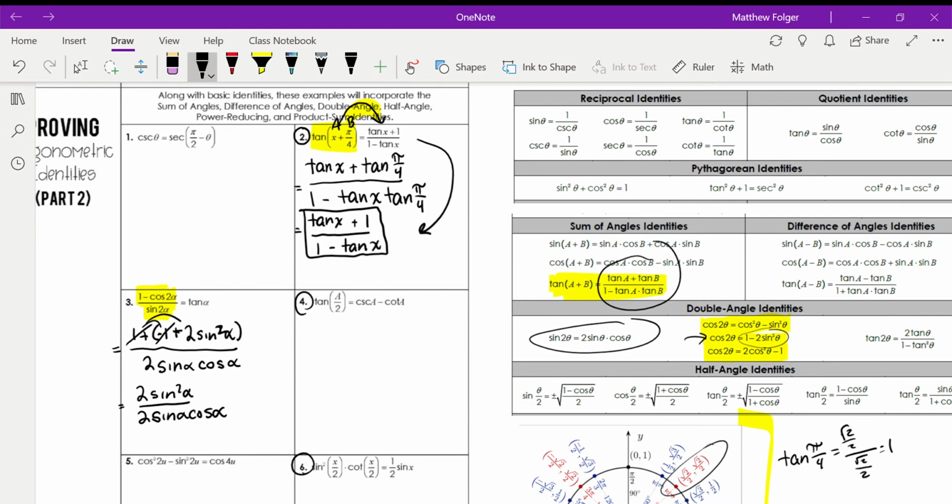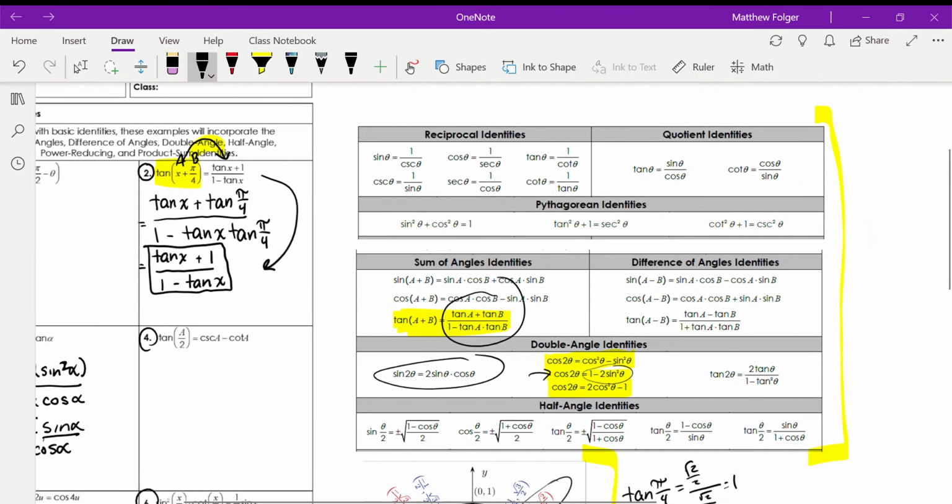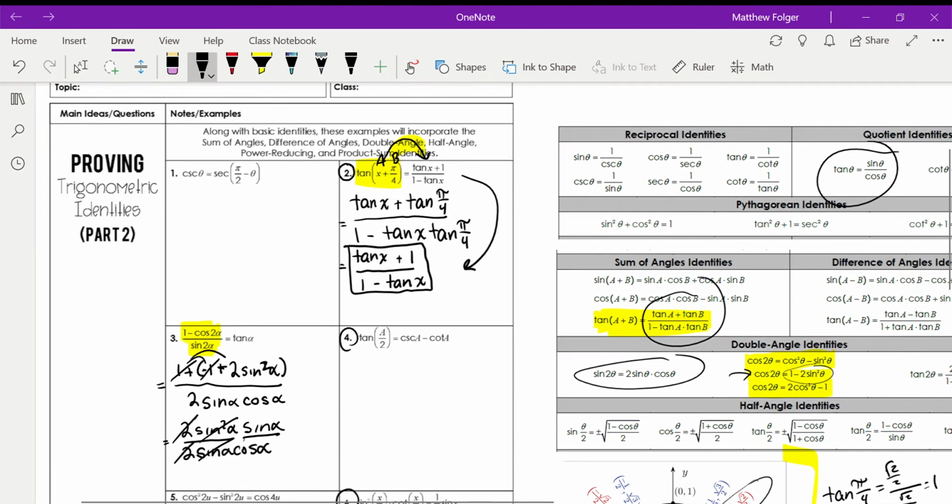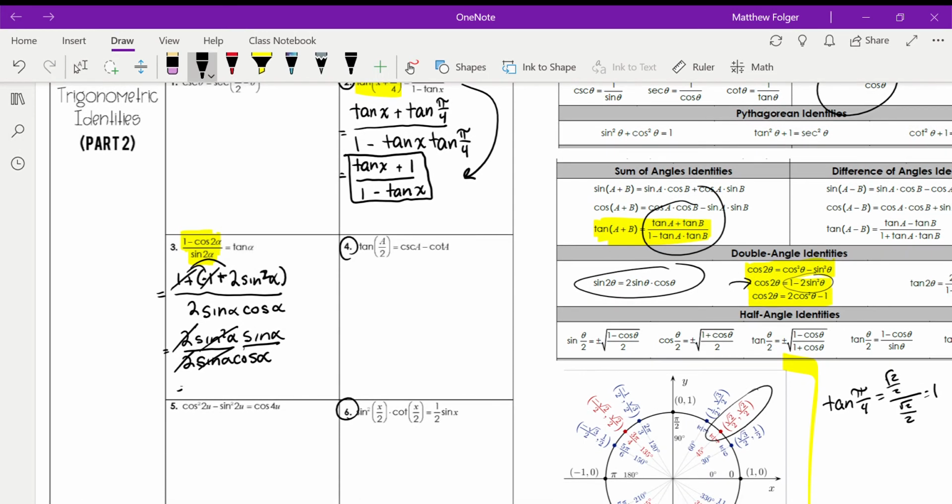Think about what's going to cancel here. Well, the 2's cancel. One of the sines cancels. We have sine squared on the top and sine on the bottom. So all that's left on the top is sine alpha, right? So all that's left is sine alpha over cos alpha. Well, which one is sine over cos? Well, that's tangent. Tangent is sine over cos. So equals tangent alpha, which is what we wanted.